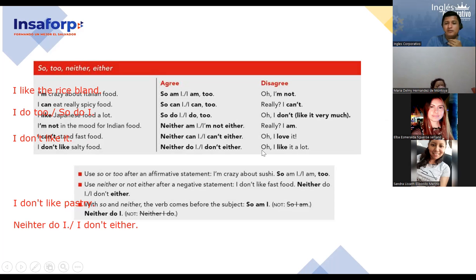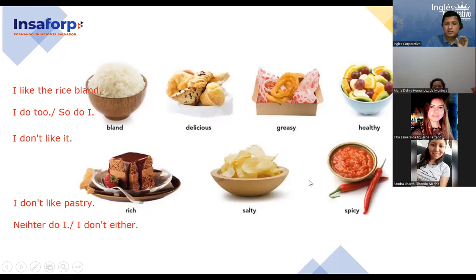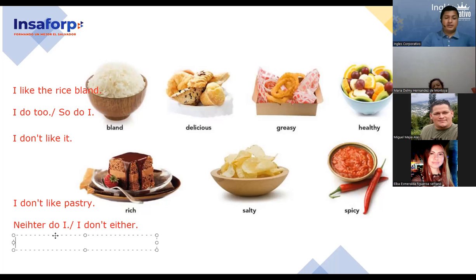And if you disagree, you need to say the opposite. What is the opposite of neither do I or I don't either? Or what is the opposite of I don't like pastry? I like pastry. Oh, very good. Let's say I like it. Yes, I like it.